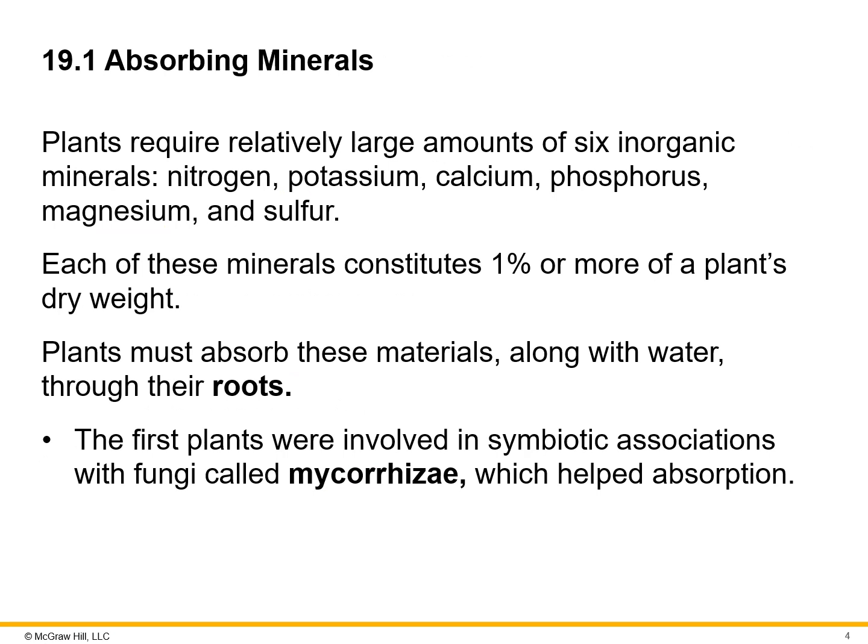So the ability to absorb minerals: they require about 6 inorganic minerals. Those include nitrogen, potassium, calcium, phosphorus, magnesium, and sulfur. And these minerals make up about 1% or more of the plant's dry weight. So very important to them and their ability to survive. And again, they can't make them, so they have to take them in, which means they need to be able to absorb them with water using their roots. So the first plants are thought to have had a symbiotic relationship, meaning a relationship with another organism in which both benefit. And that relationship was thought to be with a fungus called mycorrhizae that helped them absorb that.